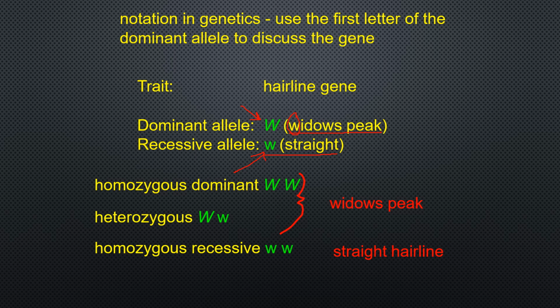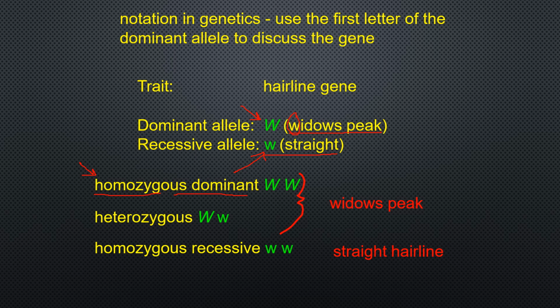So when we are talking about the genotype, this is how we would denote it. Our homozygous dominant would have two capital W's because we have two dominant alleles. Because remember, homozygous means two of the same. Dominant, in our case, is the widow's peak, so we have two capital W's. And our phenotype for that particular genotype is going to be the presence of a widow's peak.